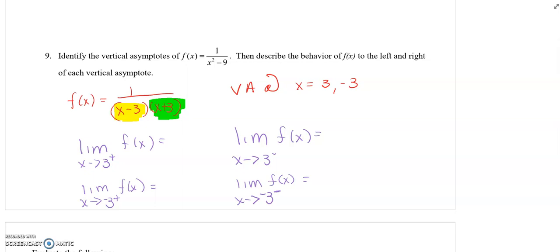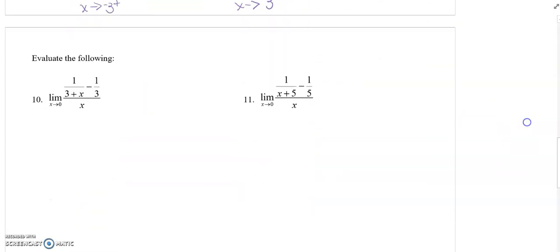And if I plug 3.1 into the yellow factor, it's positive. And if I plug it into the green factor, it's positive. So positive over a positive, this graph is going to positive infinity. If I look at x approaches 3 from the left, that would be 2.9. The numerator is always positive. If I plug 2.9 into the yellow, negative. If I plug it into the green, positive. This guy's going to negative infinity. Try the next two on your own. And there you have it. There are my answers. I'm going to move on.